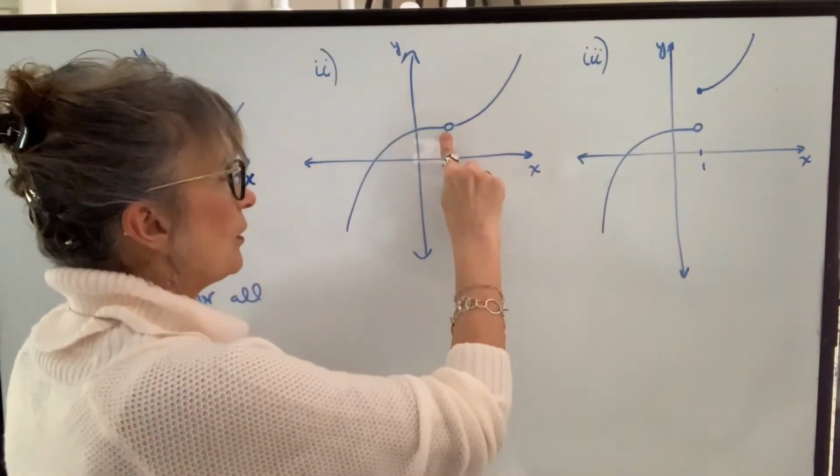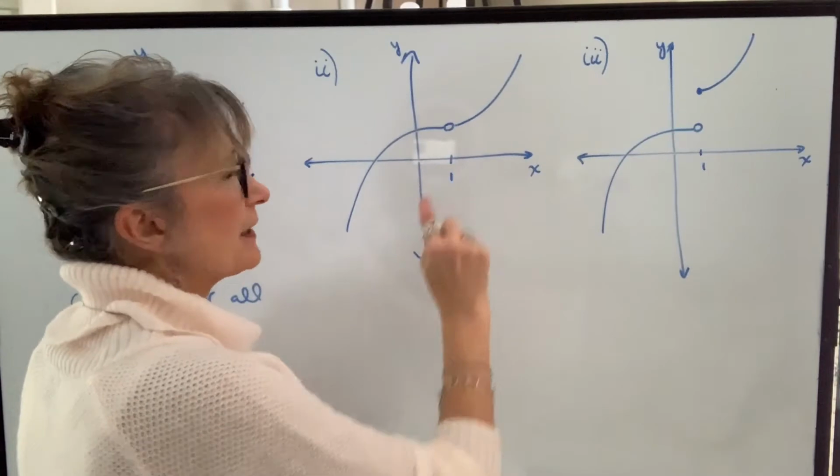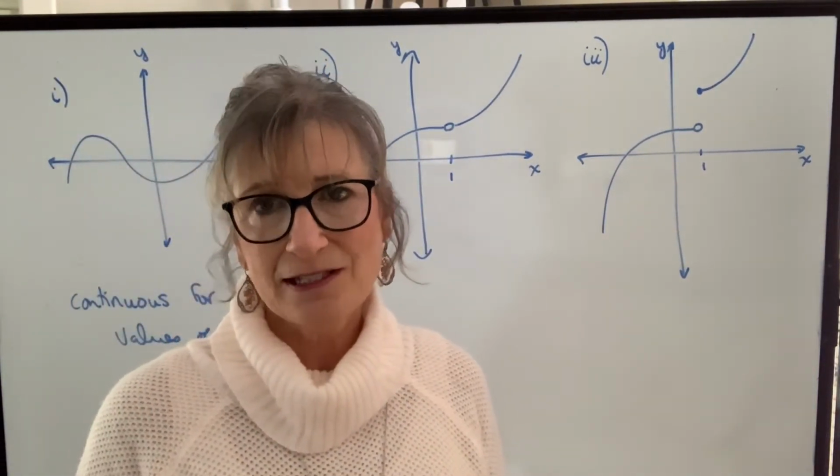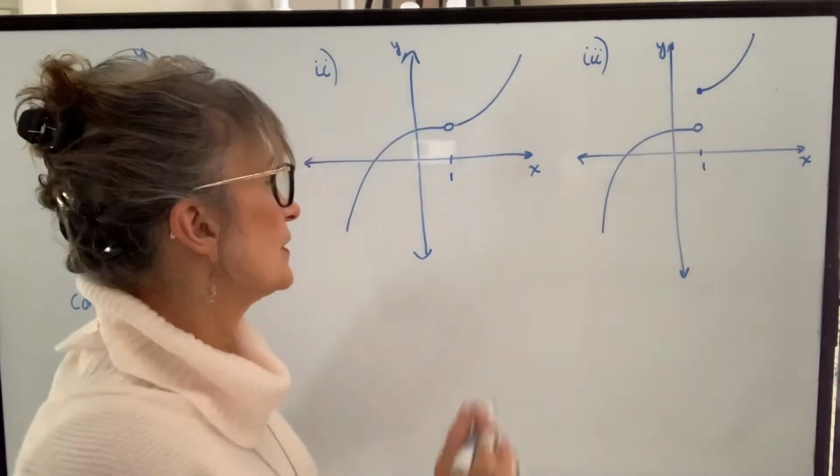So that means that our function is not defined when x equals 1. Our first condition for continuity says it has to exist or be defined at that point. So this is not defined.